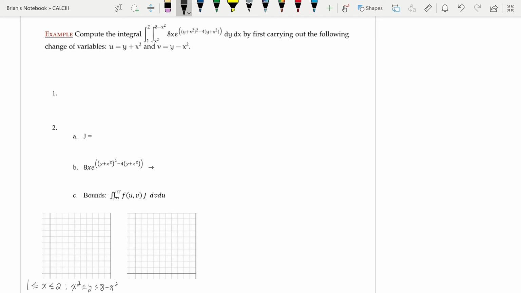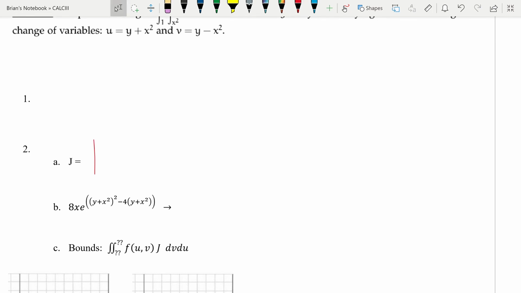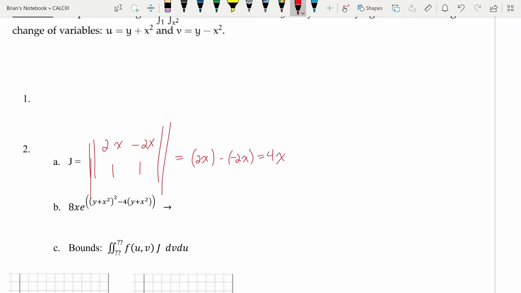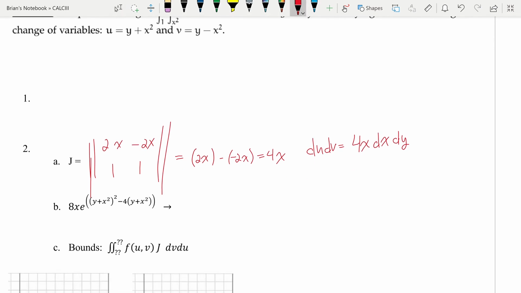All right, that's about 5 minutes. So let's see how we're all doing. Jacobian, pretty quick, pretty simple. Let's do a different color. You probably have something that looks like 2x, minus 2x, 1 and 1. And if you don't have it in that order, that's okay, because we'll see what you get here. Is equal to 2x minus negative 2x, which is equal to 4x. Cool. So that means du dv is equal to 4x dx dy, or dy dx. What order do they have it in? Dy dx. Let's do that. 4x dy dx. All right, cool.